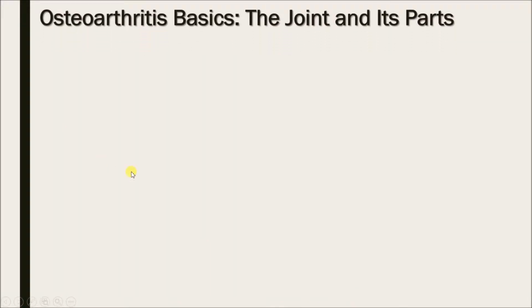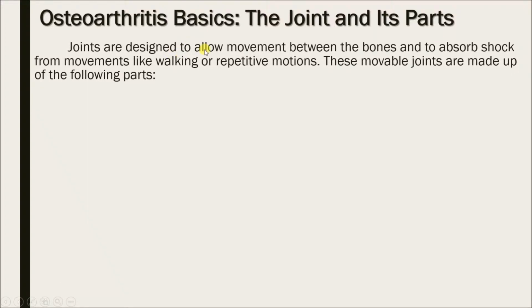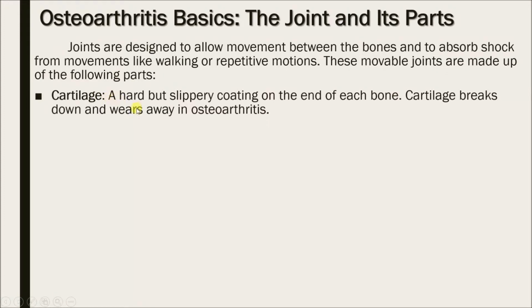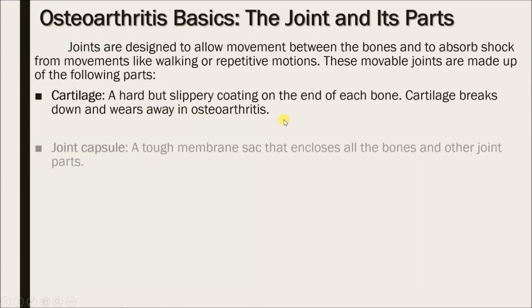And what are the osteoarthritis basics, and the joints and their parts? Joints are designed to allow movement between the bones and to absorb shock from movement like walking or repetitive motions. These movable joints are made up of the following parts. First one is cartilage. Cartilage is a hard but slippery coating on the end of each bone. Cartilage breaks down and wears away in osteoarthritis.